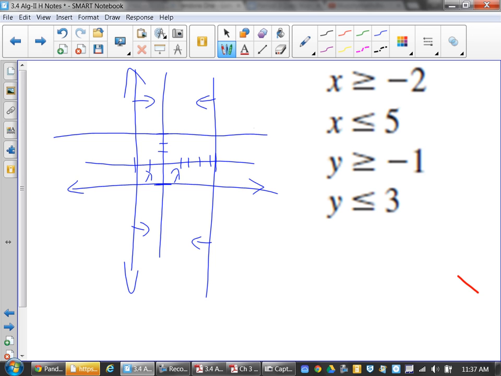So right now, you've got this shaded region that's bounded by this rectangle. Do you agree? Yes. Could you tell me the coordinates of the vertices? All right, what's this one? That's -2, -1. What's this one? -2, 3. And 5, 3, then 5, -1.